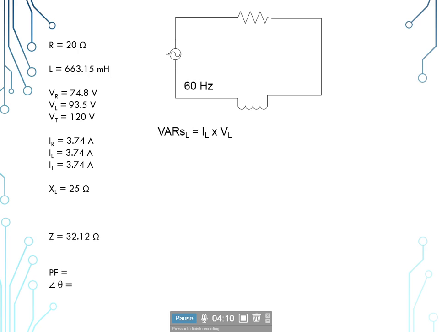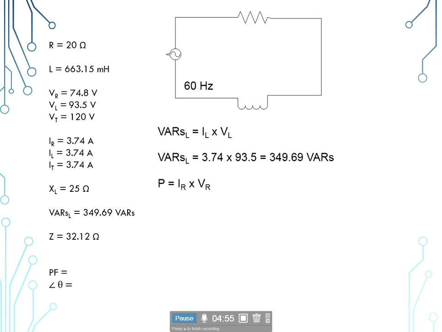Now we're going to look at our VARs, our wattless power. So VARs sub L is equal to I sub L times V sub L. If you notice, that's our power formula, the pi wheel that we talked about in one of the first series. And so our VARs sub L is going to be equal to the current of 3.74 amps times the voltage at our inductor of 93.5 volts, giving us 349.69 VARs. Again, we could probably call that just 350 VARs. That would be in our ballpark, and that'd be close enough.